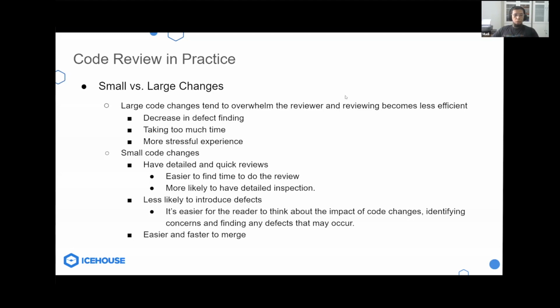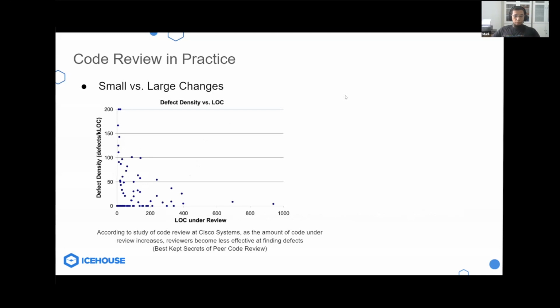Right. So let's take a look at the following graph. This graph from a code review study done at Cisco Systems shows the relationship between defect density and the amount of code or lines of code under review. Defect density here means the number of defects found per 1,000 lines of code.